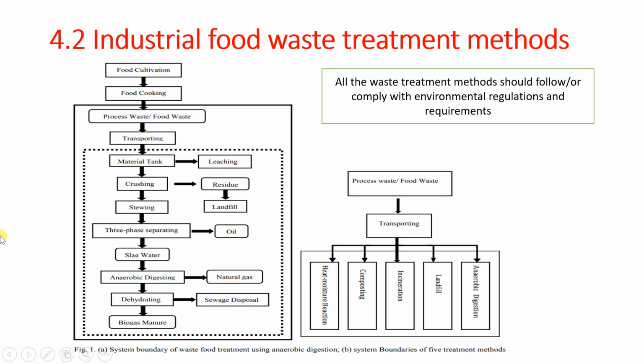Now, some of the industrial food waste treatment methods involve this processing flow chart. For example, food cultivation, food cooking, wastewater or food waste, transporting, material tank, leaching, crushing, residue, landfill or stewing, three-phase separation, and we get the oil. We also get underneath strand water, anaerobic digestion, dehydration, biogas, manure. For example, we can get this biogas and use it to cook food in our kitchen, if we can now treat this biodegradable food waste into renewable energy.